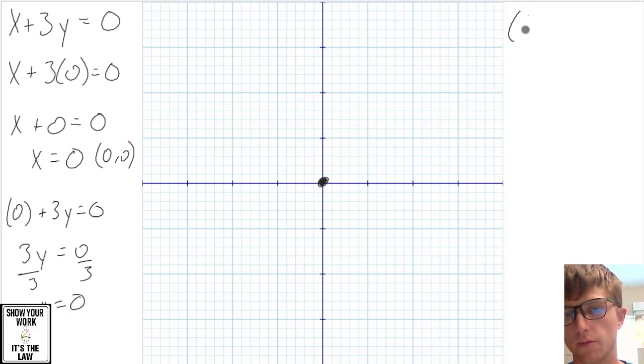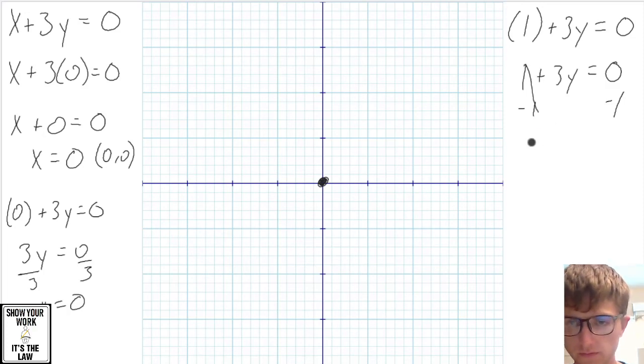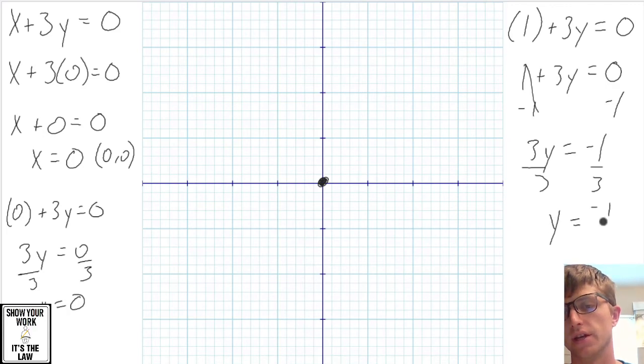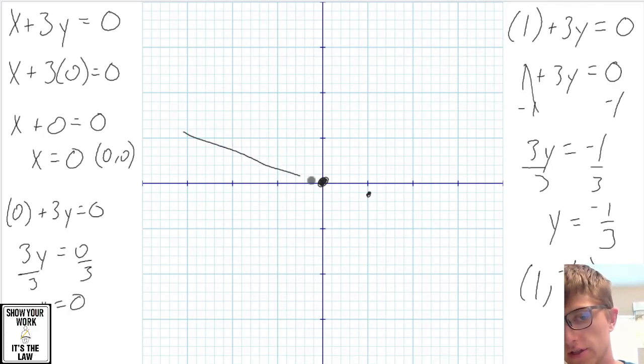So replace x with 1: 1 plus 3y equals 0. Solve for y. Subtract 1, subtract 1. 3y equals -1. Divide by 3. Y equals -1 over 3. So that gives us, we plugged in 1 for x, so our first coordinate is 1, and we got -1 over 3 for y, so our second coordinate is -1 over 3. We can graph that. This is 1, and this is probably -1 over 3 right there. Just a guesstimate. So we've got our 2 points, and now we can draw a line.